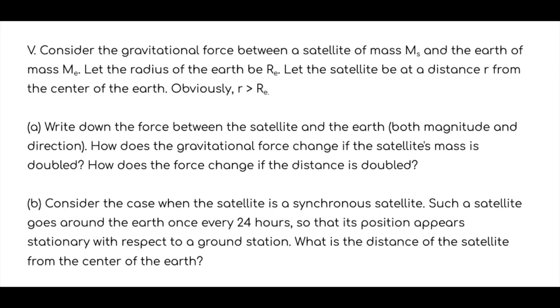B. Consider the case where the satellite is a synchronous satellite, such that it goes around the Earth once every 24 hours, so that its position appears stationary with respect to a ground station. What is the distance of the satellite from the center of the Earth?